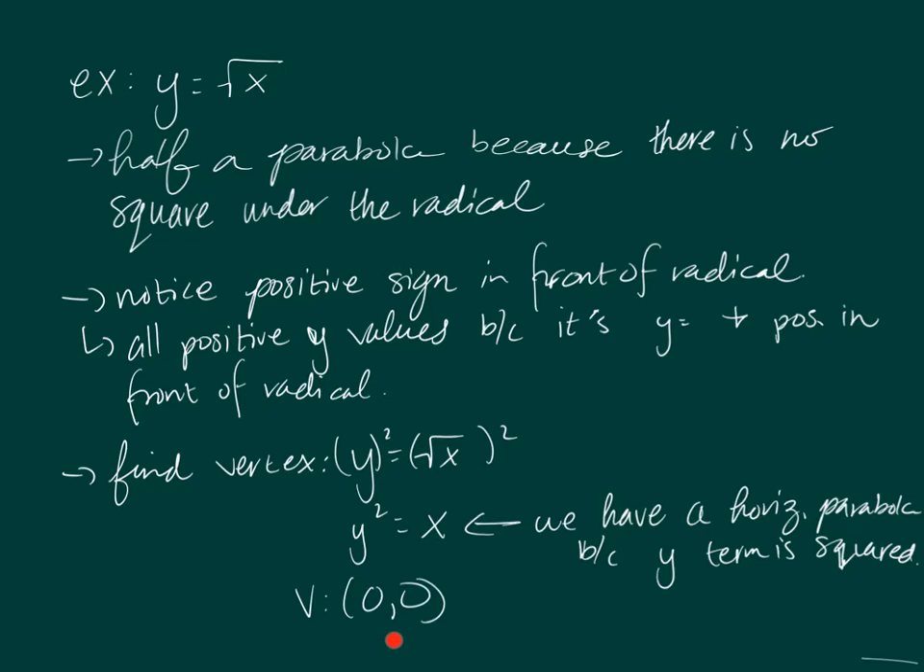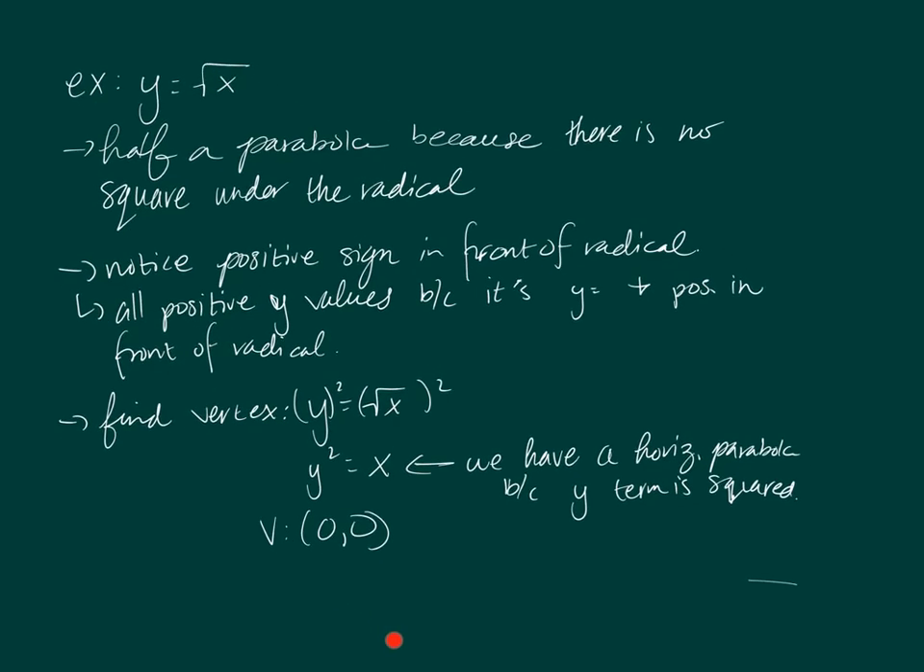And then to graph it, all I would need to do is just remind myself, okay, so I have a vertex of 0, 0, and I only want half of this. I don't want to draw the whole thing. So I go back to that second arrow that I've got, and notice that I said all positive y values because it's y equals and positive in front of radical. So that means that my graph is going to be all positive y values, which would be above the x-axis, okay? And that's it. That's your graph of your half of parabola.